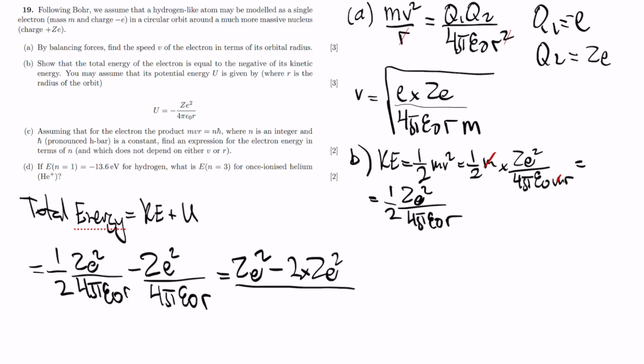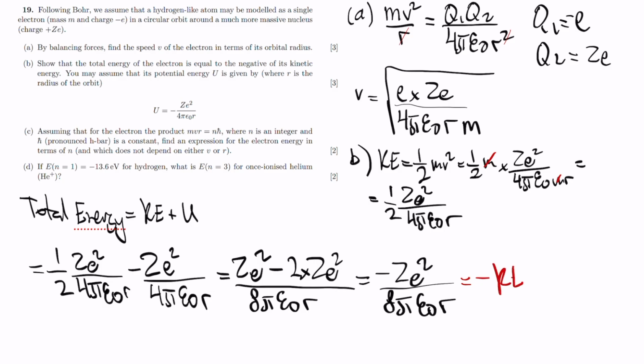And then what do we have underneath? 8 pi epsilon naught r. Okay, so this here will give me minus Ze squared over 8 pi epsilon naught r, which is actually, let's write this in red, equal to the negative of the kinetic energy. So the kinetic energy was just here, that was just Ze squared, a half times 4 pi is just 8 pi epsilon naught r. Okay, so we're done with B. Let's have a look at part C next.